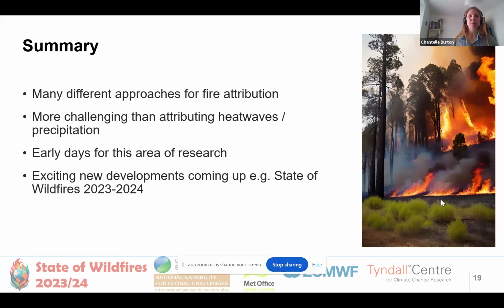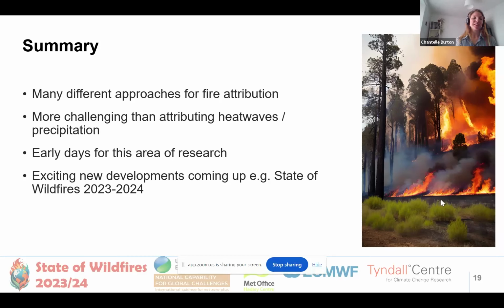But it's early days and it's really exciting to see many more studies coming about trying to answer this question. I've also talked about the State of Wildfire report that we're working on this year, so watch out for that. It's going to be very exciting, hopefully coming out later this year, and something that we're going to be repeating annually in years to come.